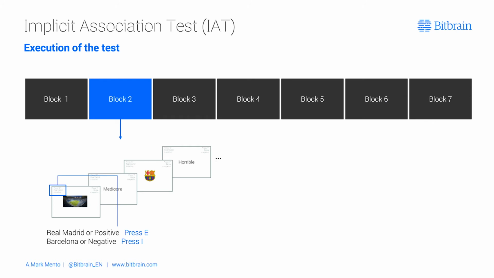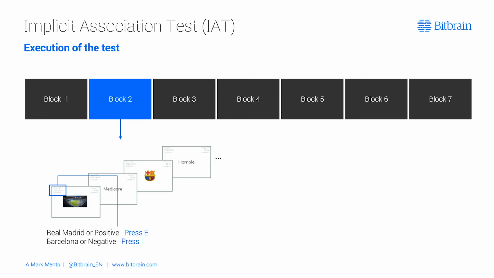Once the test starts, the participant has to do one of two things. They're going to see something on the screen, and it's either going to be an image or a word that belongs in the category Barcelona or the category Real Madrid, or they're going to see a word that belongs in the category positive or the category negative. And in either case, they have to press the keyboard keys E and I to classify that thing very quickly into its category.